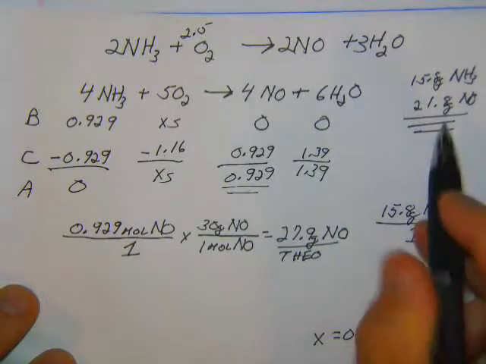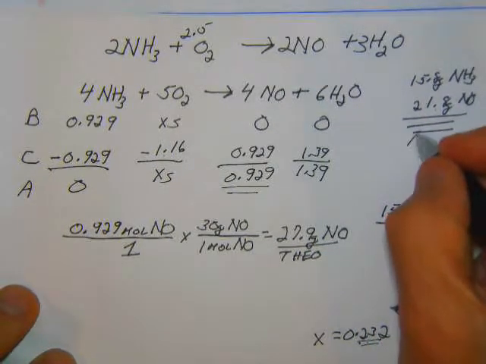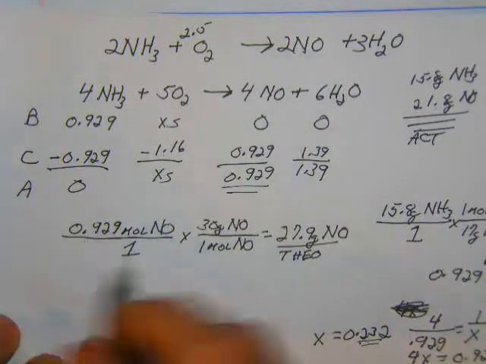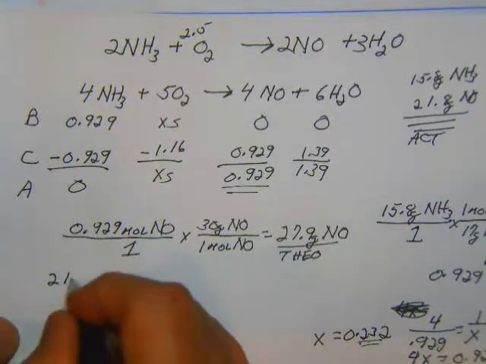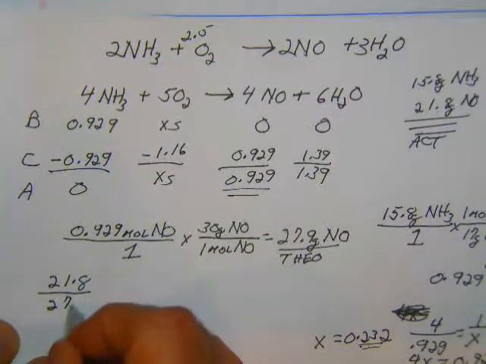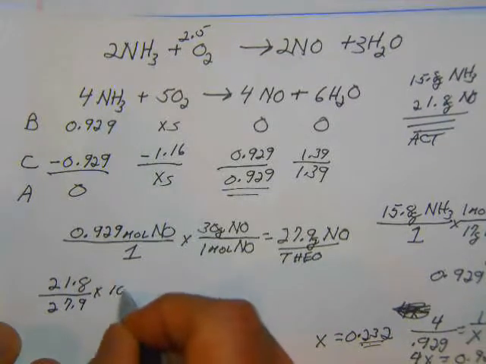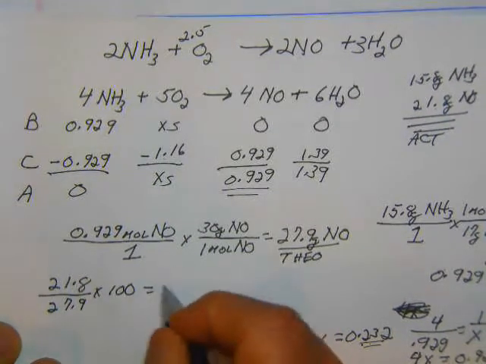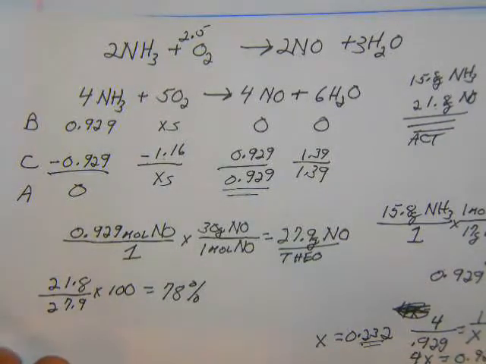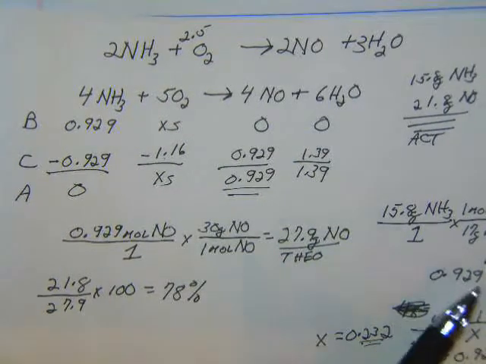Well, we need to take the actual, what we actually got, divide by the theoretical, multiply by 100. Very easily, we can go 21.8 divided by 27.9 times 100 will give you 78%. So there's what we have on this particular problem, and we'll stop this one and we'll come back and do some more.